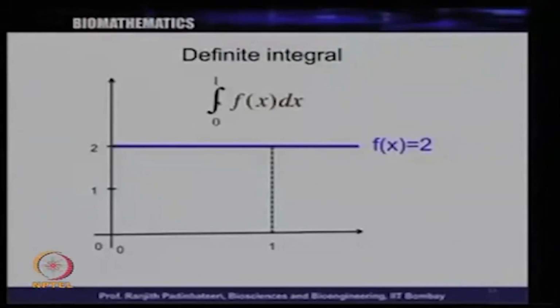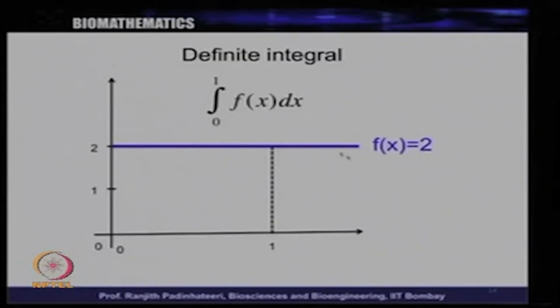So, there are some integrals where you integrate a function between 2 points. Such integrals are called definite integrals, and the way we would represent this is like this. The definite integral is where you integrate the function f of x from 0 to 1. Now, here is an example of a definite integral. The function we have is f of x equal to 2, which is a line. So, f of x is equal to a constant 2.